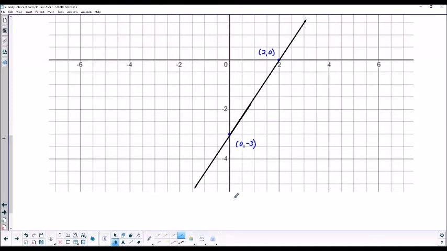Okay, so that is a quick example of how to use x and y intercepts to graph a line on a grid.